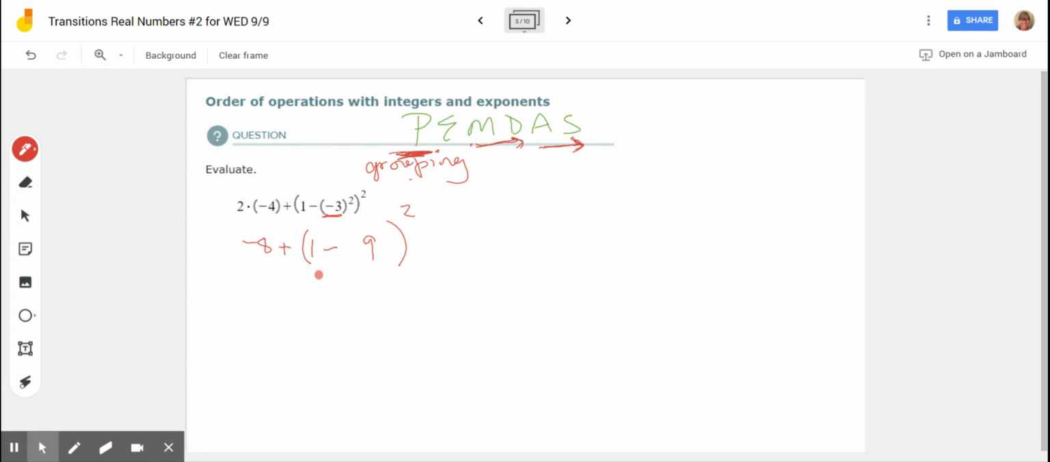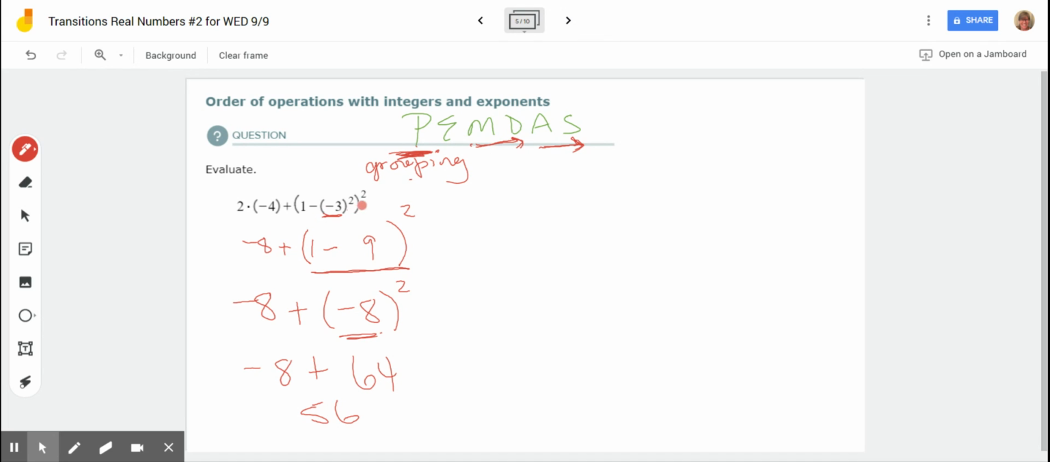1 minus 9. I do what's inside the grouping symbol. This is the P part, inside the grouping. So -8 plus 1 minus 9 is -8 squared. Now, after we did the grouping symbol, we can do the exponents. That's -8 plus -8 times -8 is a +64. And -8 plus 64 is 56. And that is the answer.